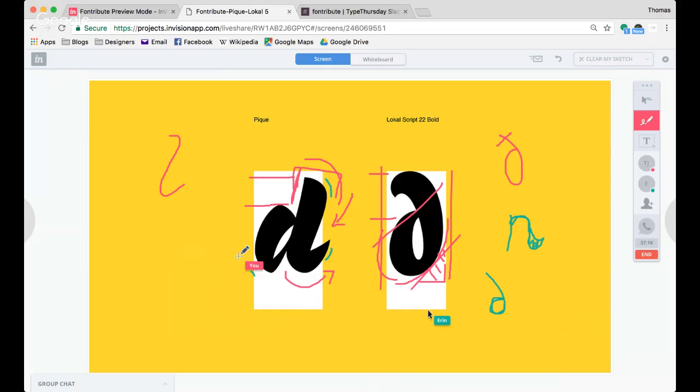Also, as you pointed out, I love the counter of Pique. It's like this diamond shape. It's super. It speaks to the same vocabulary we see in the whole project, versus this. It feels a little lost, this counter inside Local Script.